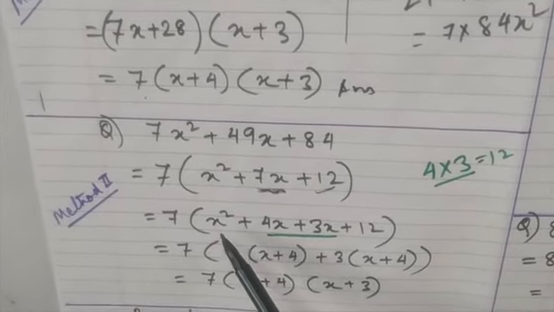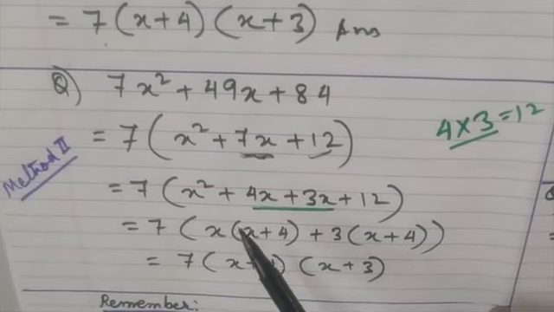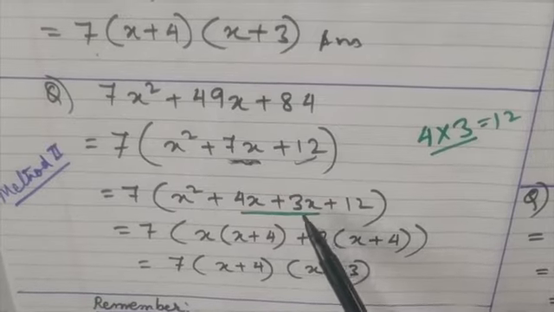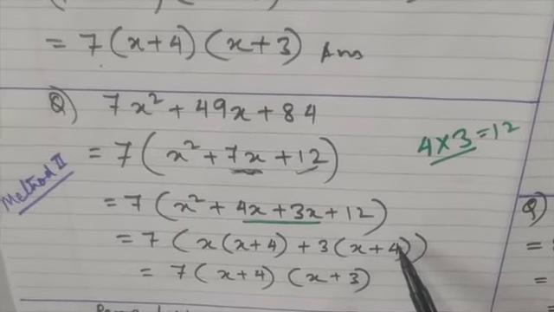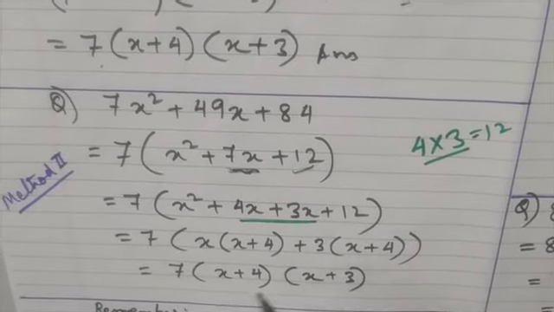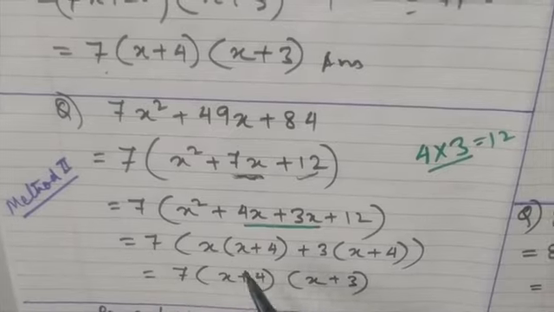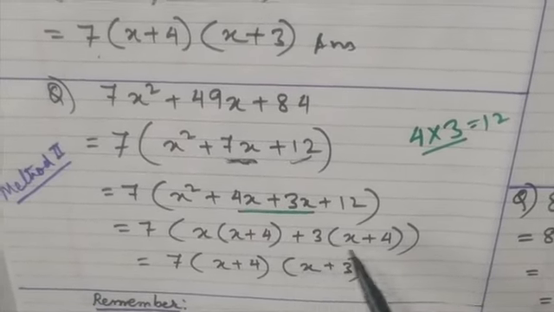So now we have taken x common from these two terms. So x into x plus 4. And from these two terms pertaining to the previous term, x plus 4 is within brackets. So we have taken 3 common outside, x plus 4. Now then we are taking x plus 4 outside, and 7 into x plus 4 and x plus 3.